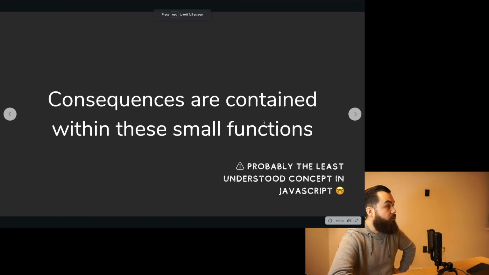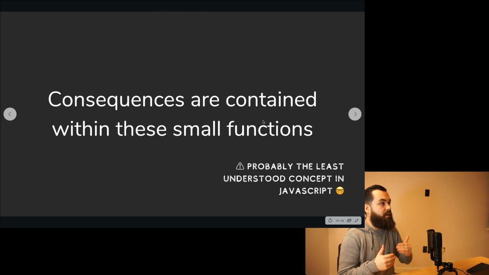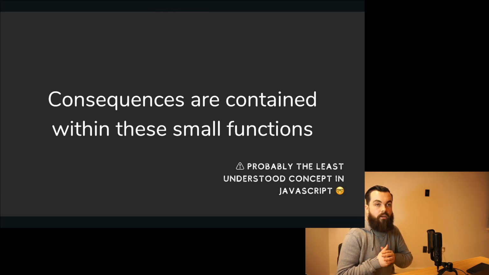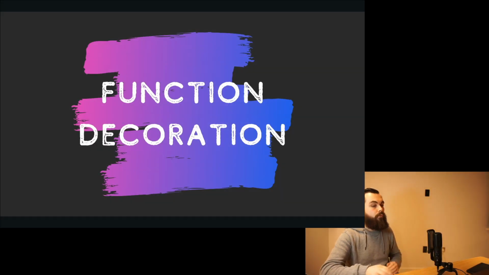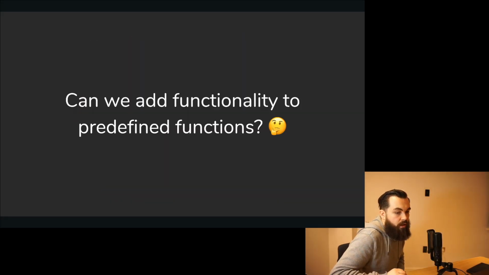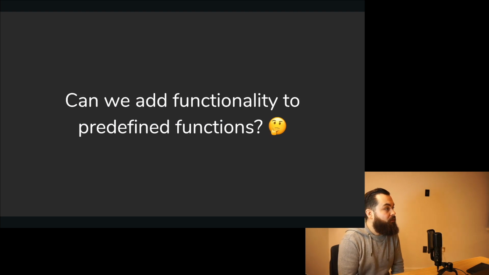Now we can see the consequences are contained. So that's what we want as well. We want to contain these things in functional programming to the smallest window of error. So, function decoration. Can we add functionality to predefined functions? What happens if we've created a function? Okay, say we have add2. We have a function called add2, which just adds 2 to an input. How would we make that, or change that? Could we do it? Is it possible?